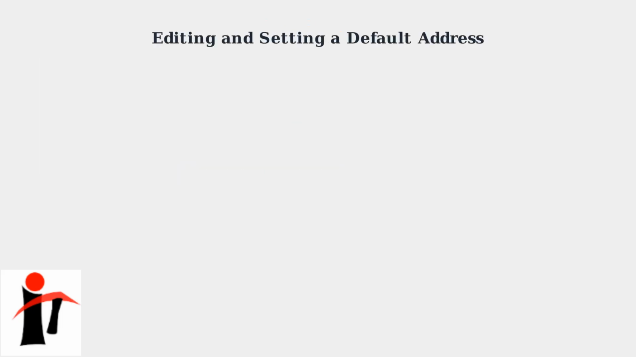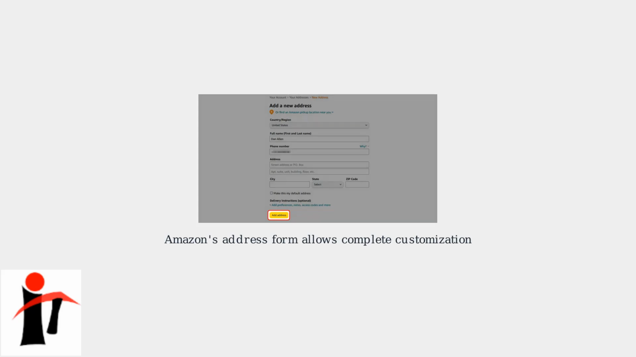Amazon provides powerful tools for managing your addresses beyond just deleting them. You can easily edit existing addresses and set a default shipping address for streamlined ordering. When you need to update address information, Amazon makes the process straightforward. Whether you've moved, changed your phone number, or need to correct any details, the Edit function gives you full control.